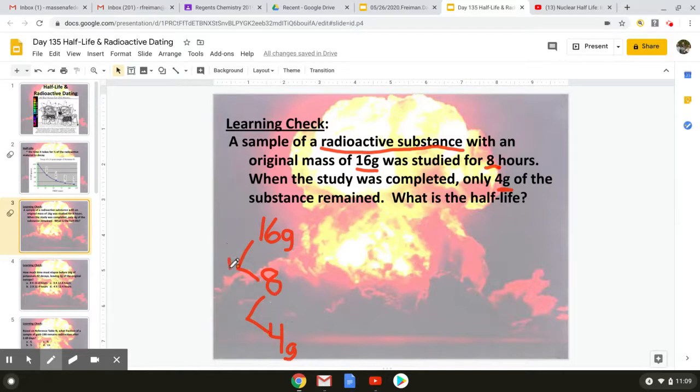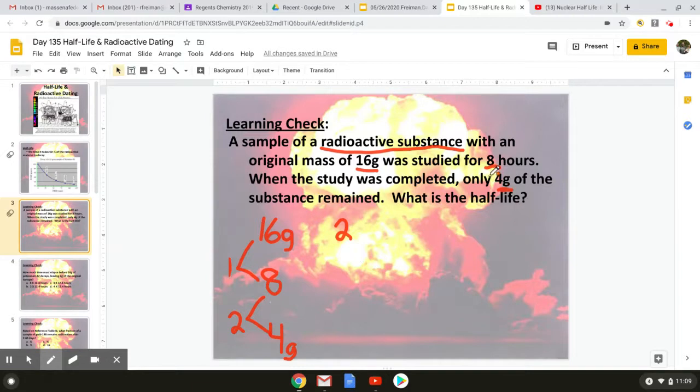So in our first half-life, we cut the original amount of radioisotope in half. So 16 grams to 8 grams. Then in our second half-life, from 8 to 4, we went from 8 grams to 4 grams of radioisotope. So in this case, we went through 2 half-lives to go from 16 grams of radioactive isotope to 4 grams of radioactive isotope.